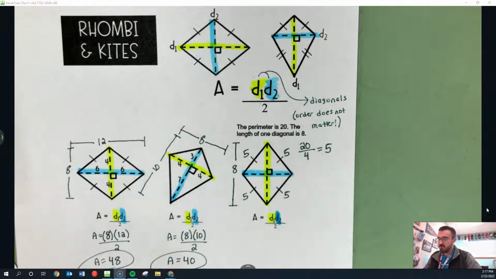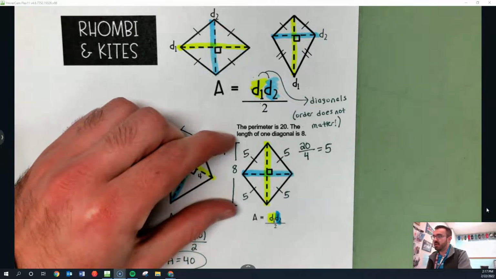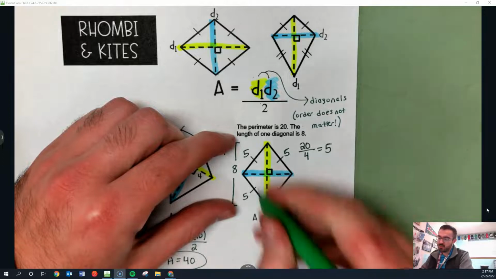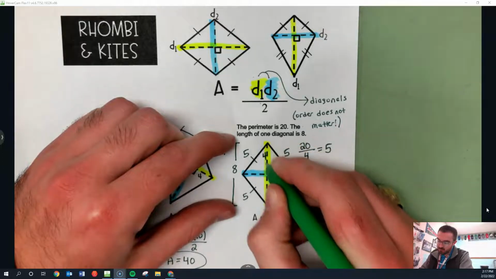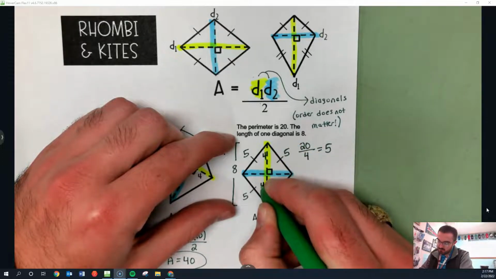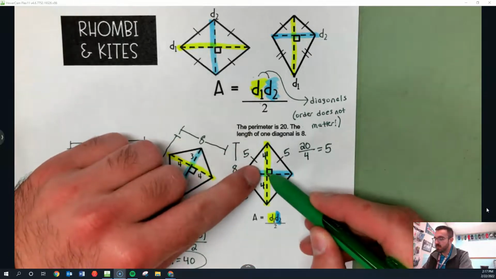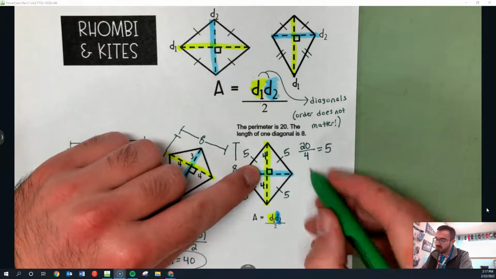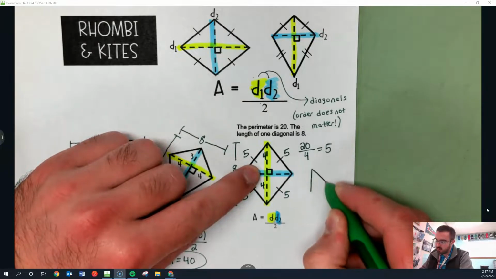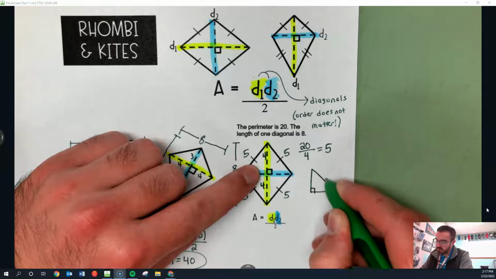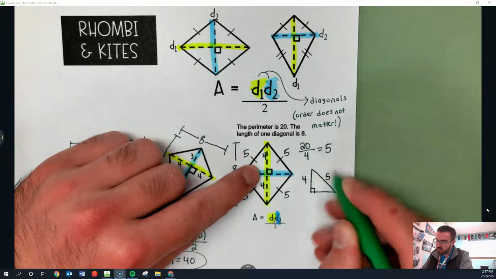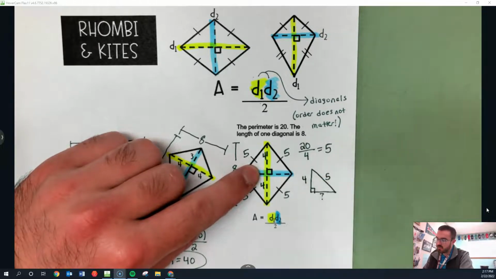Okay, we're trying to find D2. If we know that this entire diagonal is 8, with rhombi we actually know that this is going to be 4 and this is going to be 4. That is helpful because now we have a right triangle. Let me redraw that right triangle over here. This is 5, this is 4, and it would be helpful to know that distance right there.